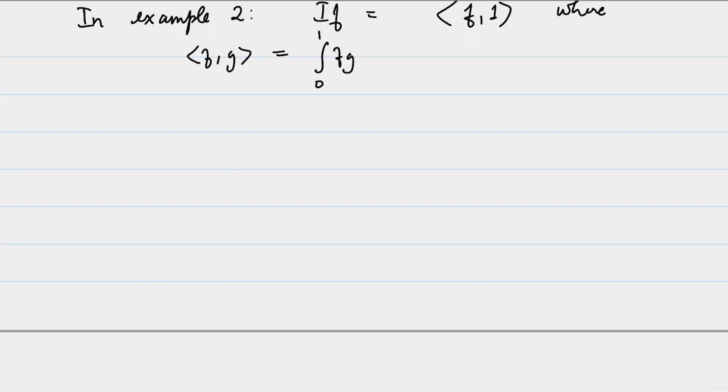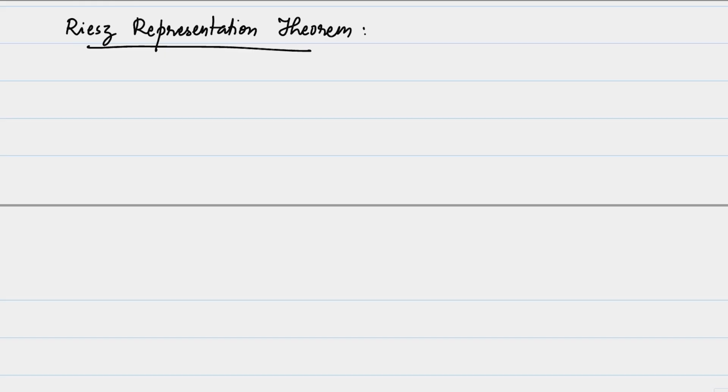So the conjecture, if we are to conjecture it like this, is partially true in the sense that on finite dimensional vector spaces, we can certainly say that this is the case. So let me state and prove what is known as the Riesz representation theorem. The Riesz representation theorem says that in a finite dimensional inner product space V, every linear functional can be realized as the inner product with a fixed vector. Let me write it down.